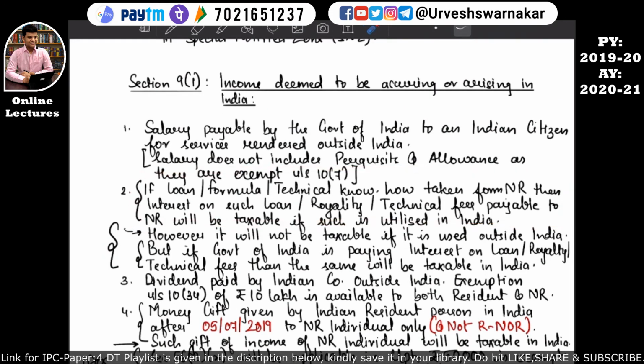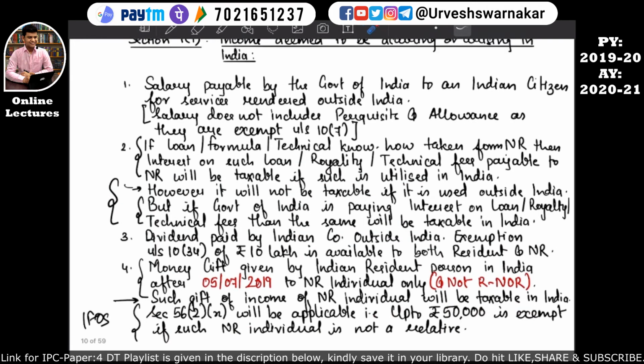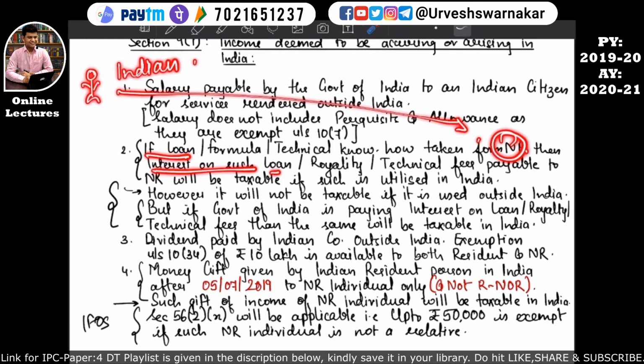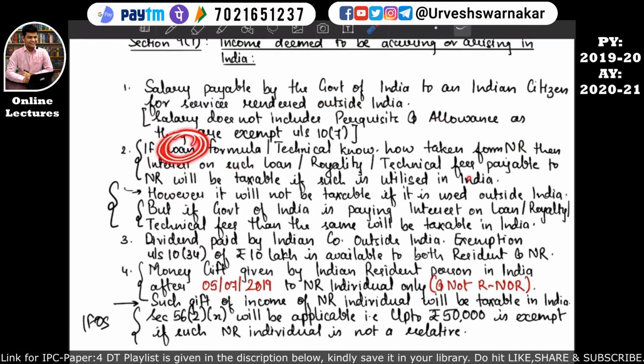Let's understand this exception. What does this say? However, it will not be taxable if it is used outside India. So understand it in this manner. If this is an Indian, and this Indian has taken a loan from this non-resident, and is paying interest on the loan to this non-resident, and such loan amount which has been taken by this Indian has been utilized outside India, then whatever interest has been paid by this Indian to this non-resident, it will not be taxable in India.